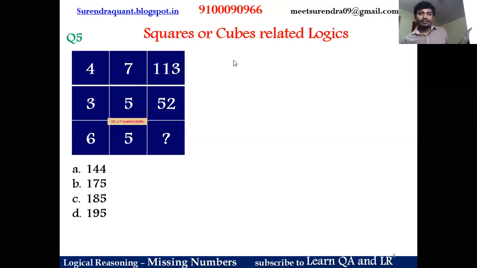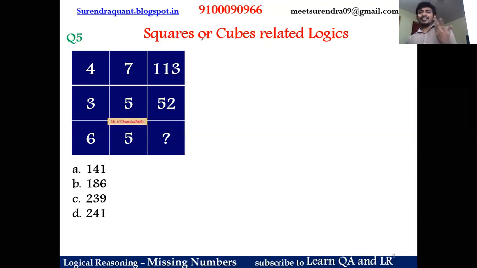Now question number 5. 4, 7, 113; 3, 5, 52; 6, 5, question mark. What is the missing number? And here, how do you generate the number 113 by using the combinations of 4 and 7? If you take squares of both, it may be close to somewhere 100, not even crossing 100, somewhere in the 80s. That means if I take one as the cube, other as square, there is a scope to get 113. Let us think of that.